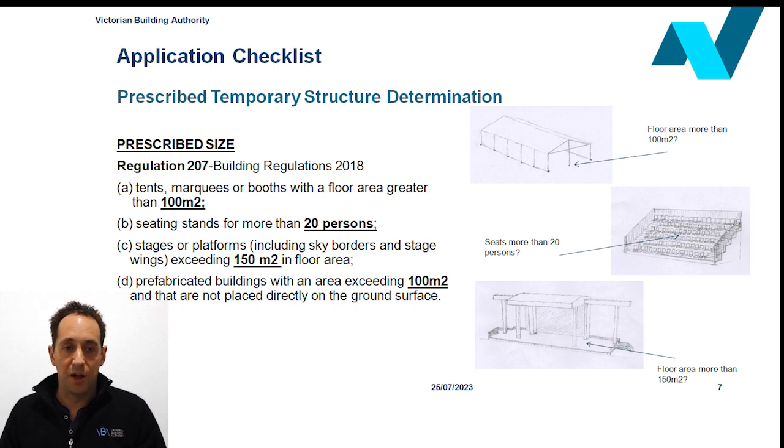The first part of the determination is whether structures meet the requirements as shown on Regulation 207 on this slide. For example, is the submission for a tent or marquee with a floor area greater than 100 metres squared? If any structures do not have a floor area as determined on this slide, it's highly unlikely that you will need a permit from the VBA. There is, however, an exception with modular structures. If the modular structures are going to be joined together to create a floor area that is greater than the following, then in that situation you will require a VBA permit.